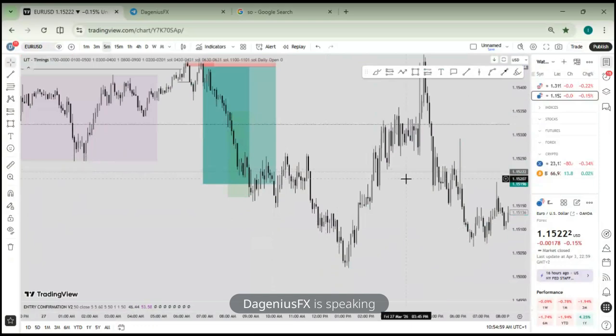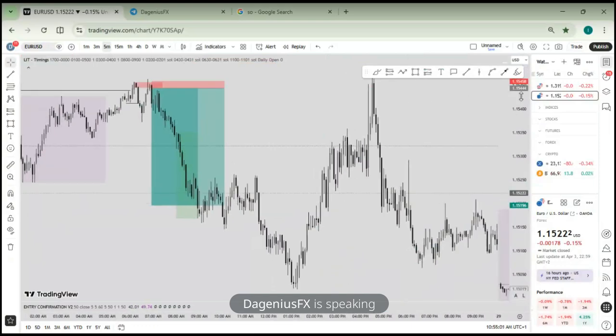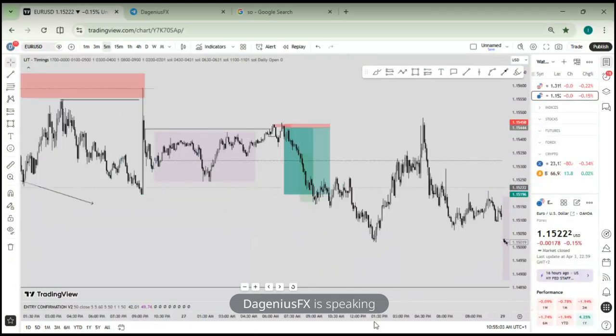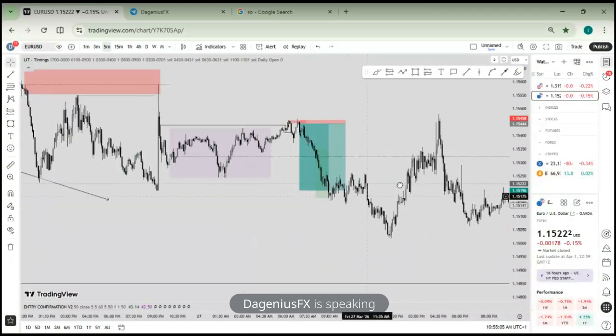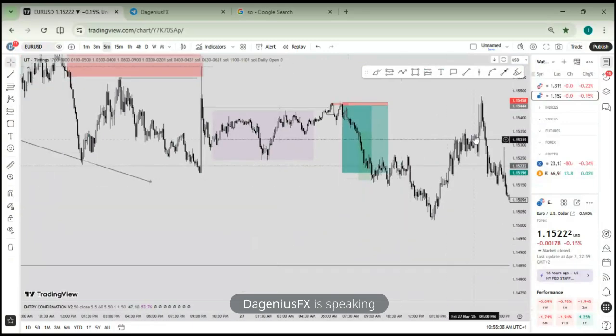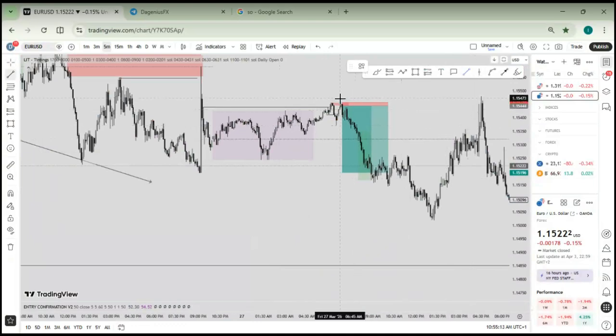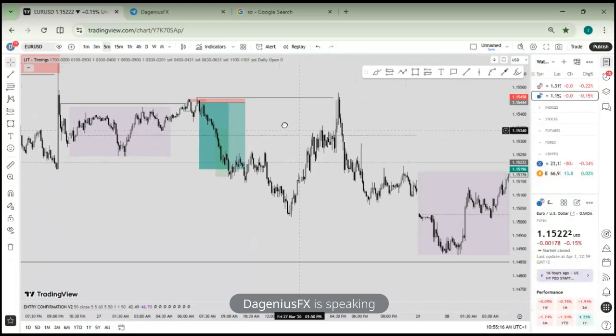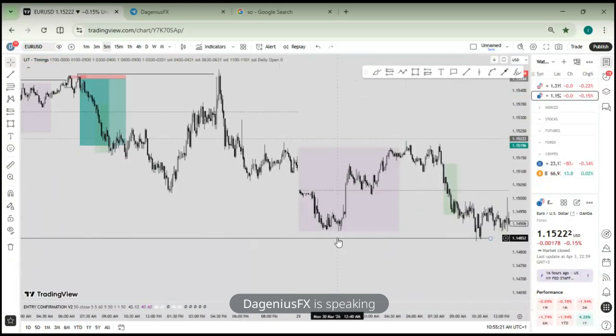Then moving forward, we can see before the next day, price, after taking out this liquidity, ejected again higher, taking out this guy. Price continued, almost reaching here, but then it didn't. So what are we expecting Asia to do? Asia is going to take out the highs and then come back lower. Same strategy, same thing.